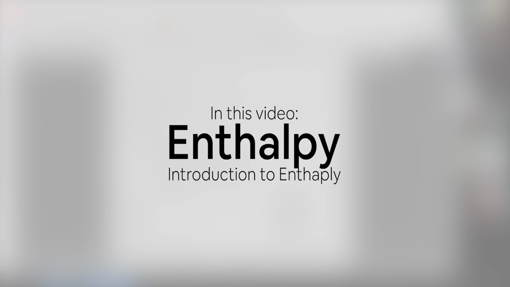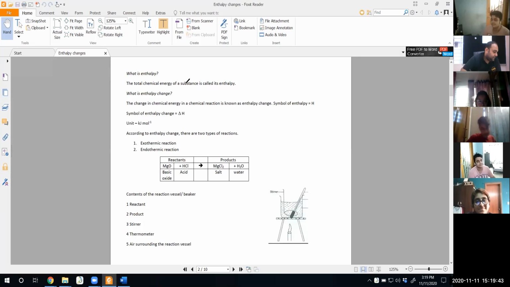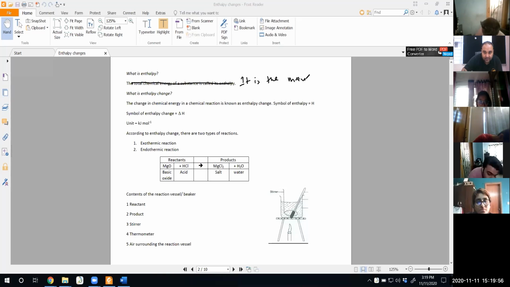So enthalpy is basically... এটার ডেফিনিশনটা কিছু জিনিস তোমরা লিখে নাও। The definition is it is the measure of the total energy of a system.